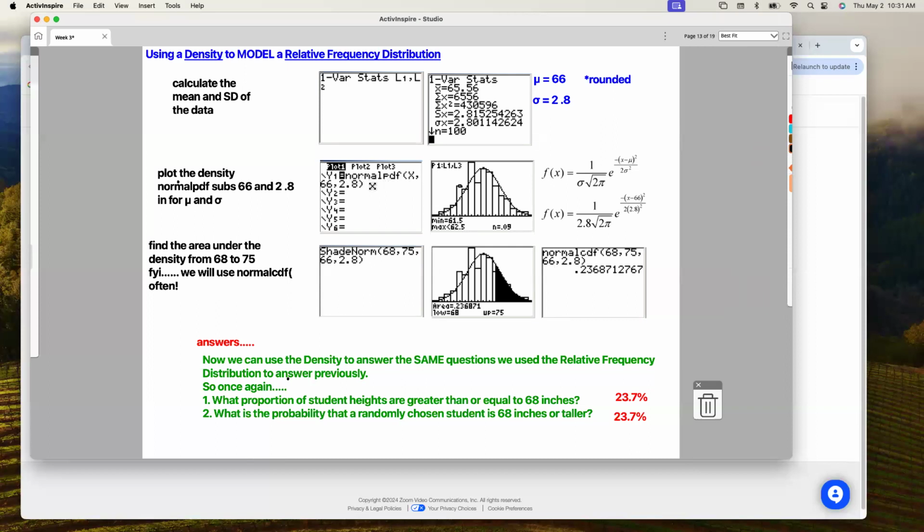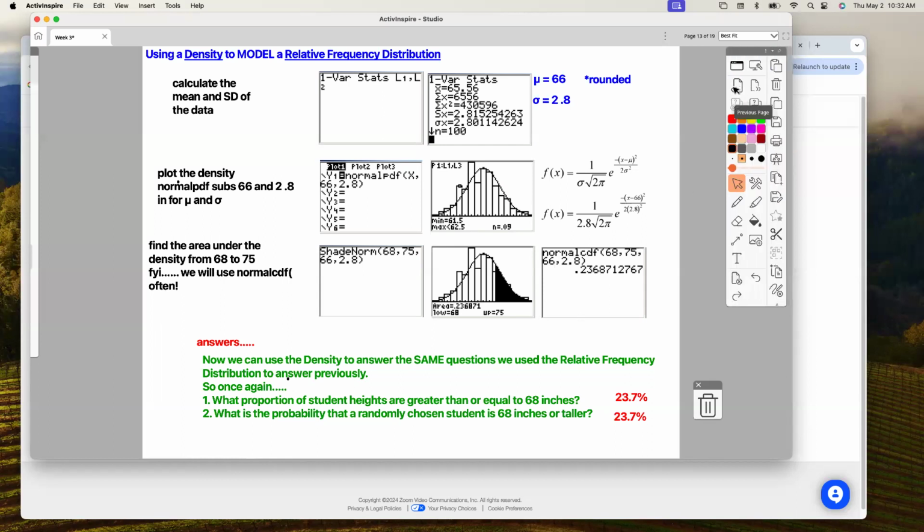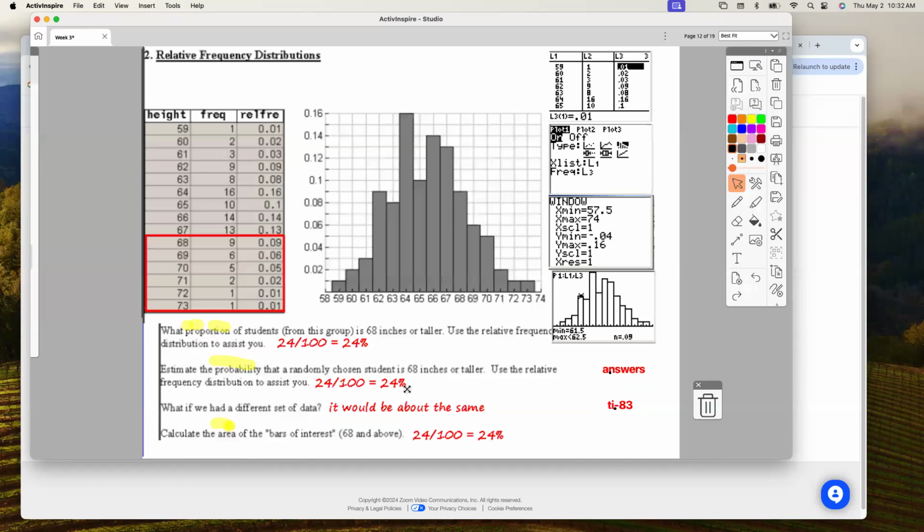Notice I plotted this function, either by typing this in or, in this case, it's built into the calculator. I don't want you to get too bogged down because you're not going to have to do this. All I want to illustrate is that the relative histogram can be modeled very closely with this normal curve. If I found the area underneath the normal curve from 68 and beyond, going more than 3 standard deviations from 66 so I'm pretty far out, I'm going to get about 23.7%, which is really close to the 24% I got earlier.